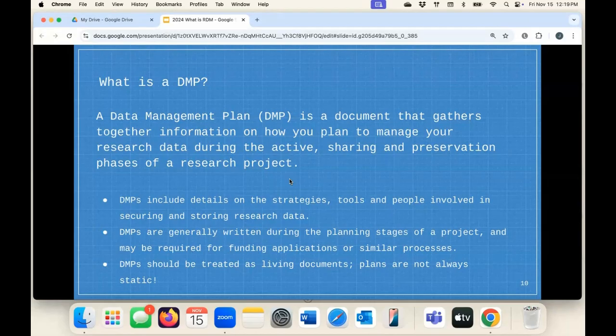A DMP should be considered a living document, so things will change over time, hopefully not drastically, but maybe you say, I'm planning to host all my data in SharePoint, and 16 months from now, we change our platforms, right? And then you'll have to make a new choice.